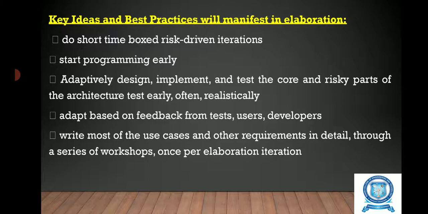Now let us see the key ideas and best practices which will manifest in elaboration. The first one is to do short time boxed, risk driven iterations. Start programming early, and design adaptively, that is, implement and test the core and risk parts of the architecture early, and adapt based on feedback from the test users and developers. Write most of the use cases and other requirements in detail through a series of workshops, once per elaboration iteration.